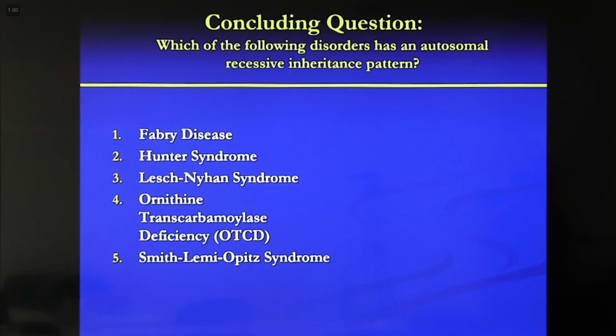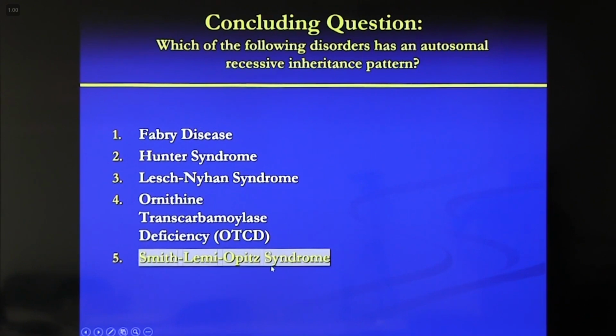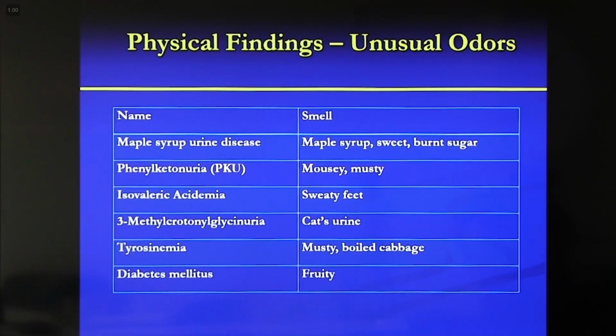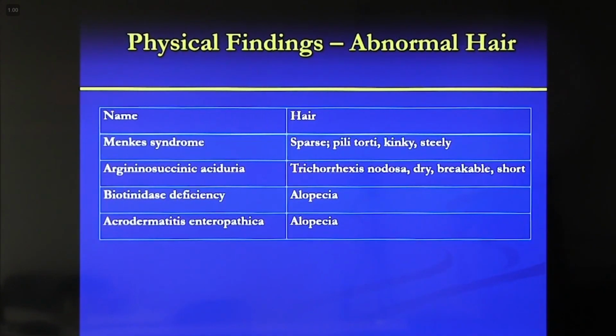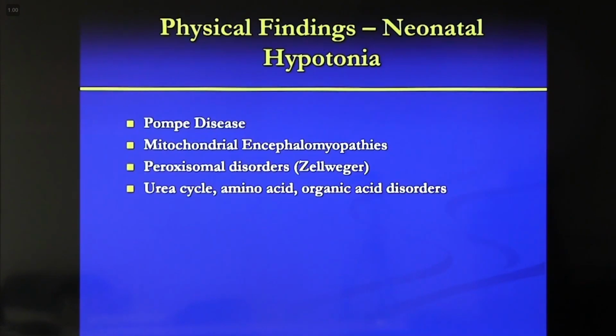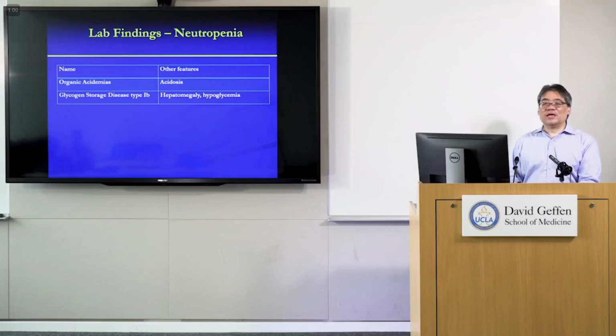Which of the following has an autosomal recessive inheritance pattern? So all of these are X-linked. Smith-Lemli-Opitz is autosomal recessive. Here's an example of inborn errors with abnormal smells that sometimes they test for, macrocephaly, abnormal hair, eyes, etc. And so these are there to help you out if there's something that might be hard to differentiate. Thank you very much.